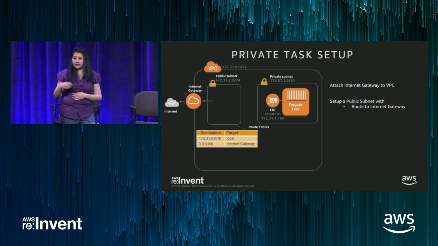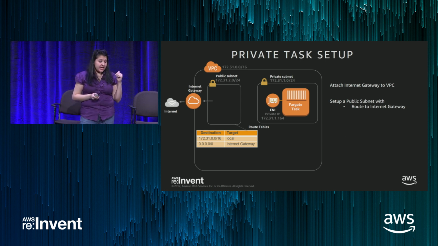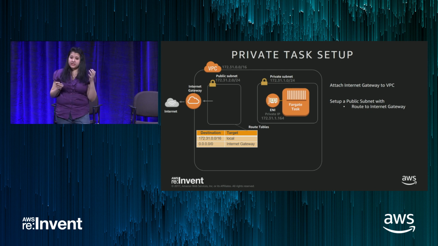So we associate a route table with this public subnet with the following rules. What the rules are saying is that any network packet that's destined for 172.31.0.0, which is the private IP address space of the VPC, stays within the VPC. But any other destination address will be routed to the internet gateway. So now we have a route for things in your public subnet to send traffic out to the internet.